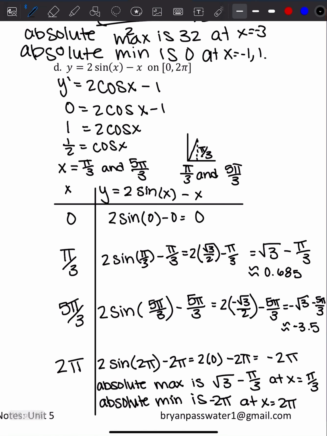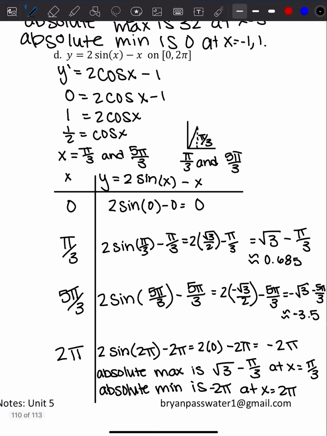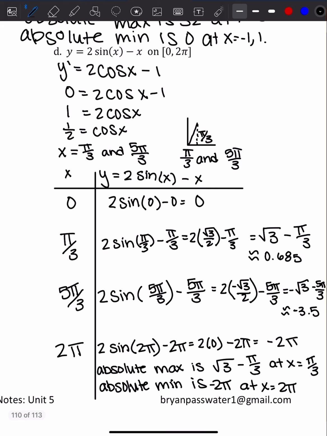And then our last one here, we have y equals 2 sine of x minus x on the interval 0 to 2 pi. We take the derivative to get 2 cosine of x minus 1, set it equal to 0, and we're going to solve. So we get 1/2 is equal to cosine of x. This is going to happen when we are at that pi over 3 angle, so pi over 3 and 5 pi over 3. So those are going to be our critical points.